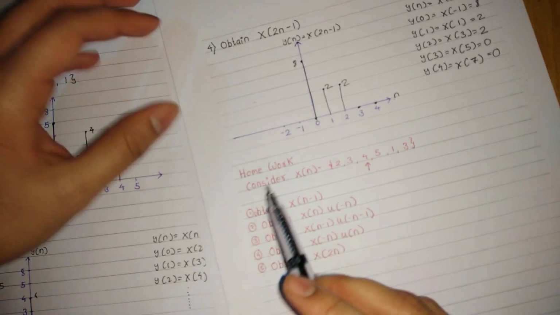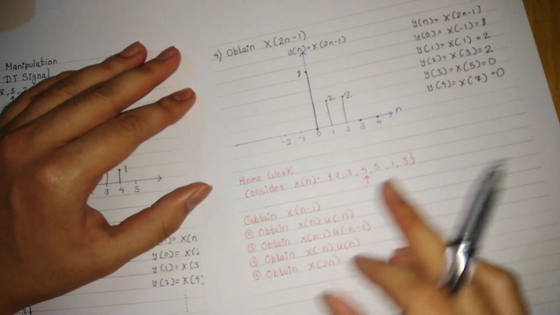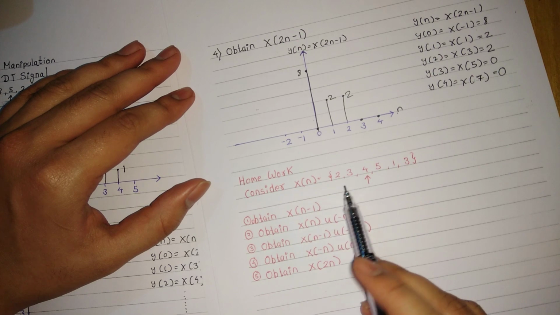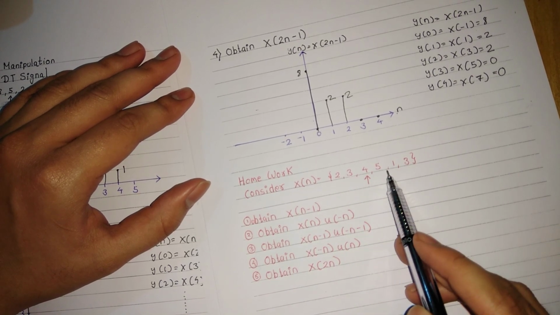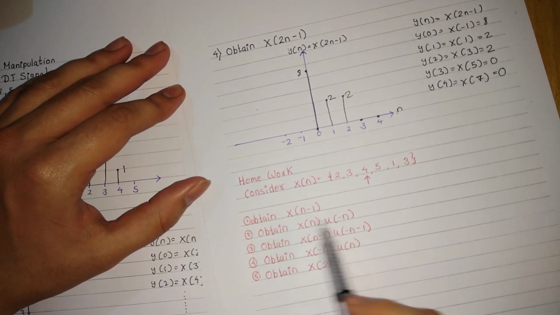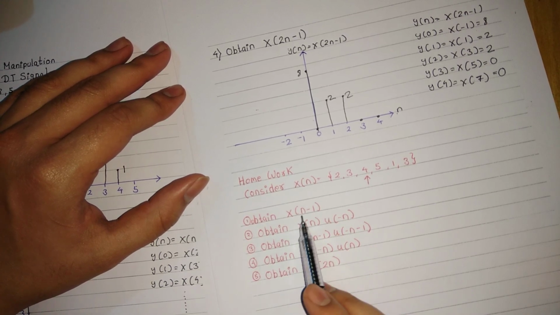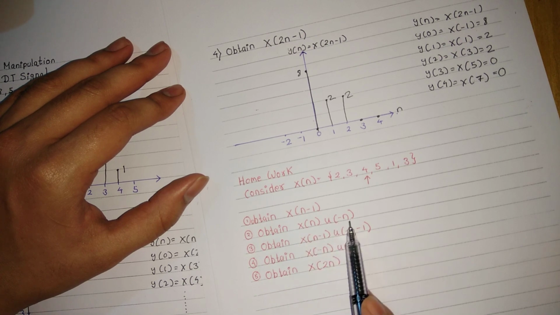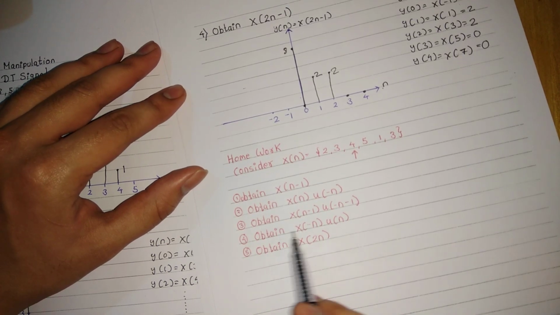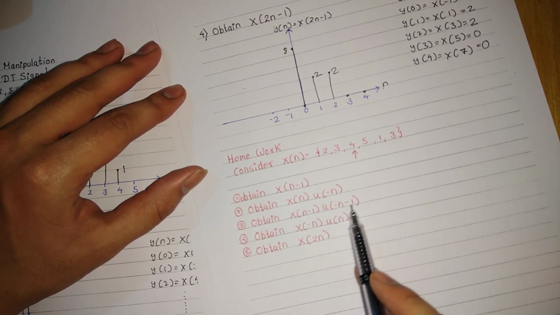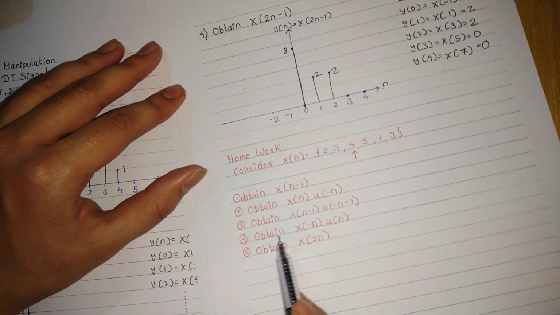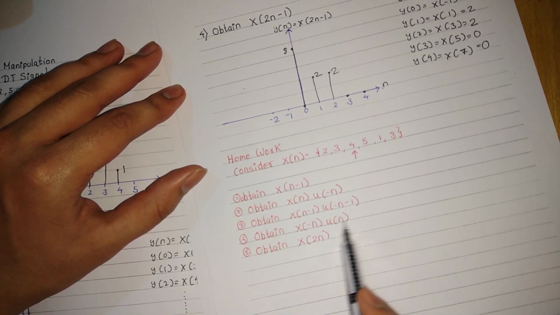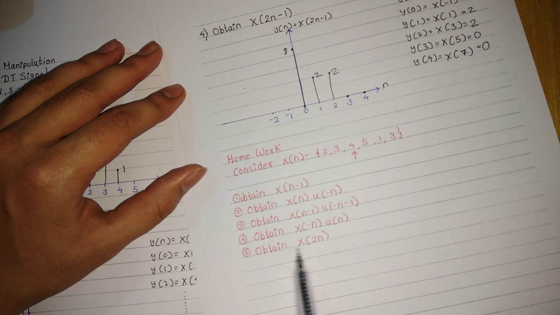Guys, take this as homework if you want to solve on your own. Consider this DT signal x of n equal to 2 3 4 5 1 3 4, where the origin is at the 1. Now we have to obtain x of n minus 1, which is a shifting operation. Obtain x of n into u of minus n, which involves folding; perform the folding of u first, then the multiplication. Obtain x of n minus 1 again with shifting u of n, a combination of shifting and folding. Obtain x of minus n, folding, into u of n, which is a step signal, and then obtain x of 2n, which is time scaling.